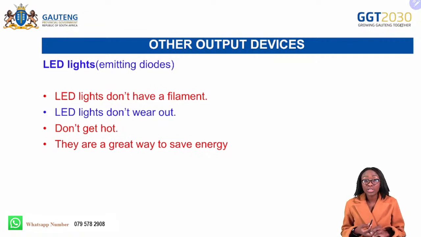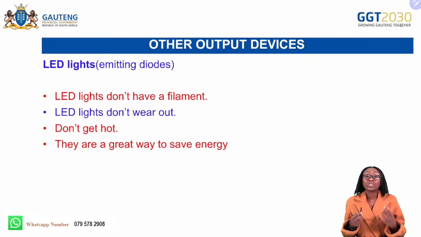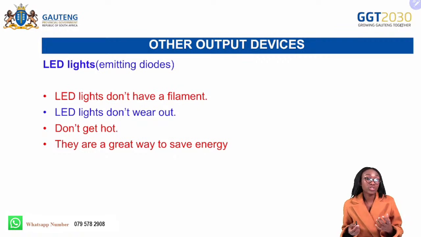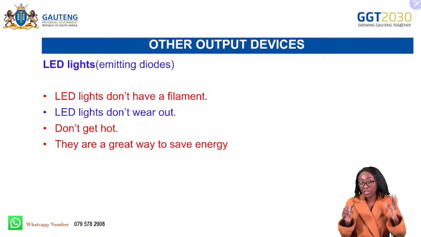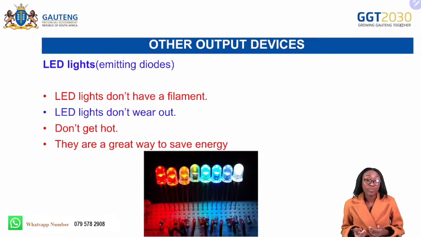So some screens use LED lights. There are plenty of tiny little LED lights on that screen, especially that big screen that you're going to see maybe at the taxi rank, that big screen where they advertise on. It's made up of LED lights. So those are examples of LED lights.